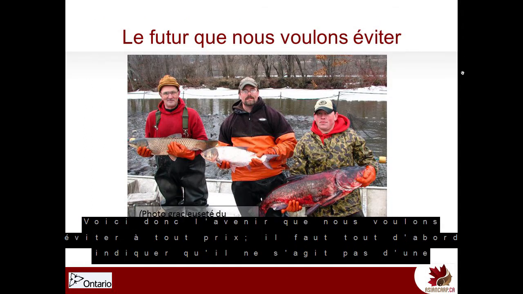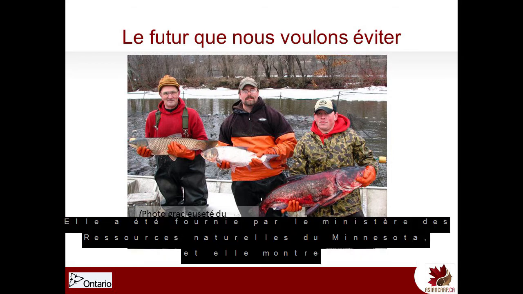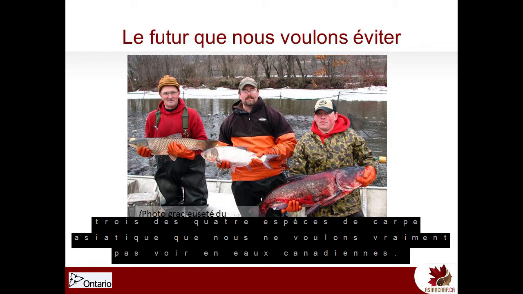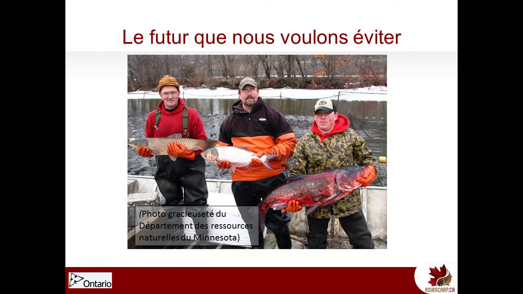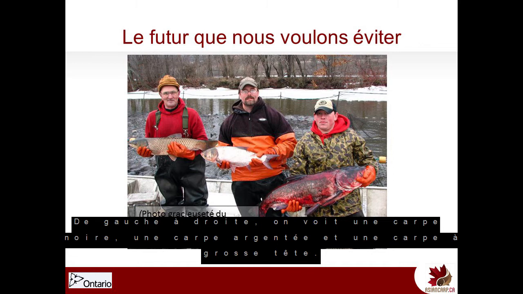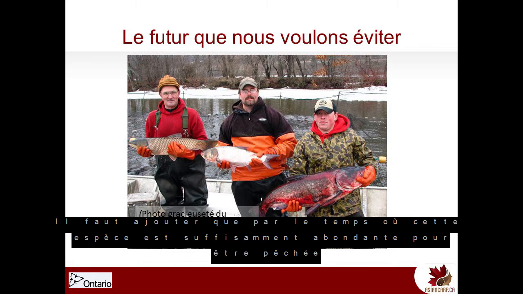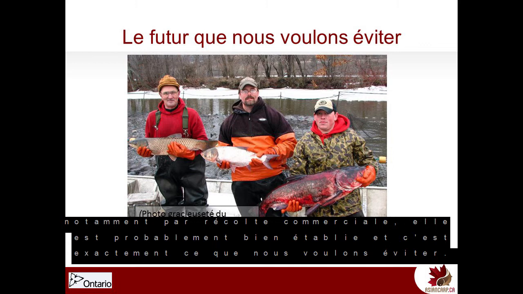Thank you. So this is the future we want to avoid. The first thing to say about this photo is that it is not a photograph from Ontario. This was provided courtesy of the Department of Natural Resources in Minnesota. This shows three of the four species of Asian carp that we would really prefer not show up here. From left to right, they're holding the black carp, silver carp, and bighead carp. The other point to make here is that by the time a species is abundant enough to catch using approaches like commercial harvest, they're probably well established, and this is exactly what we want to prevent.